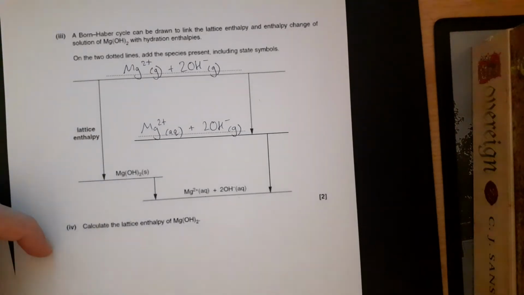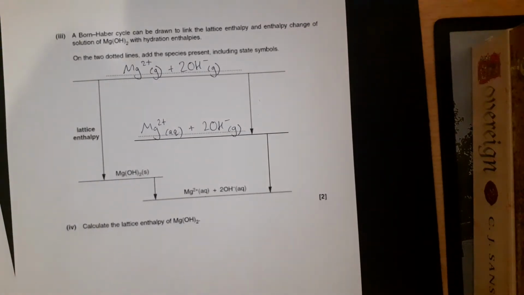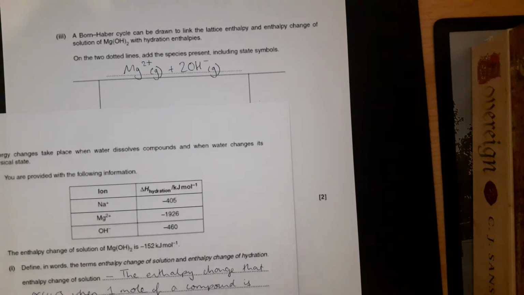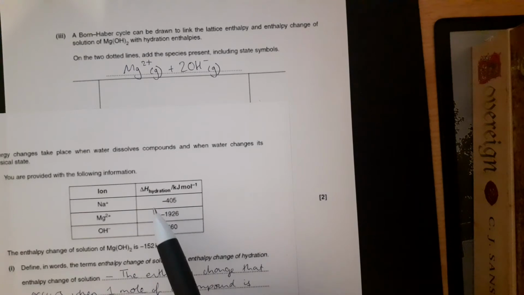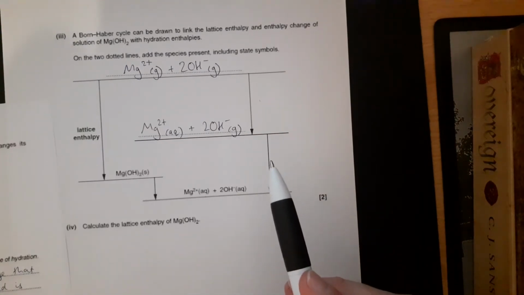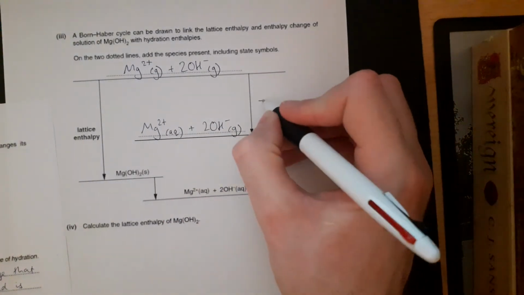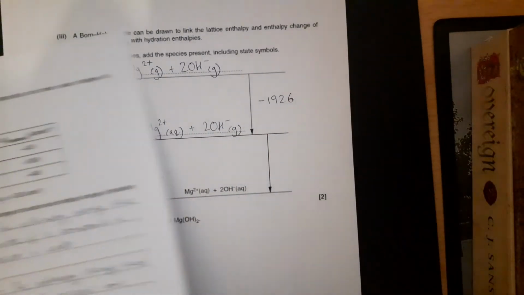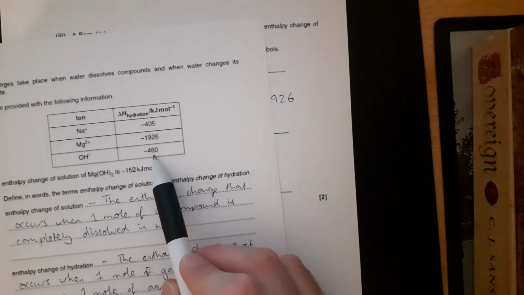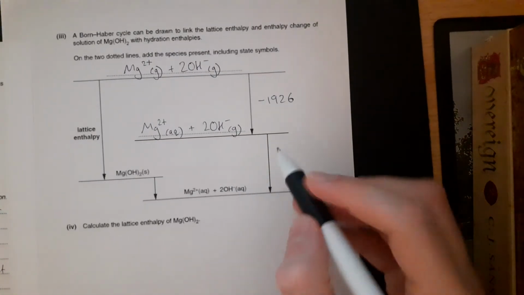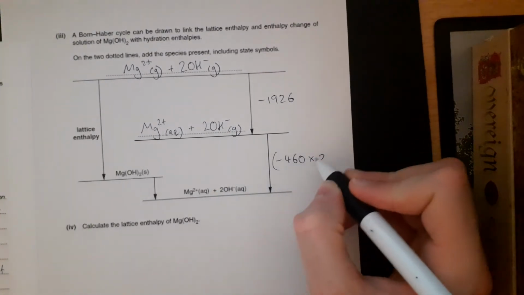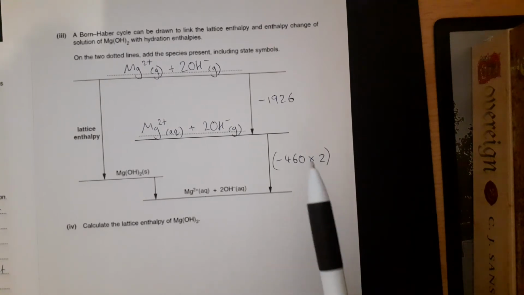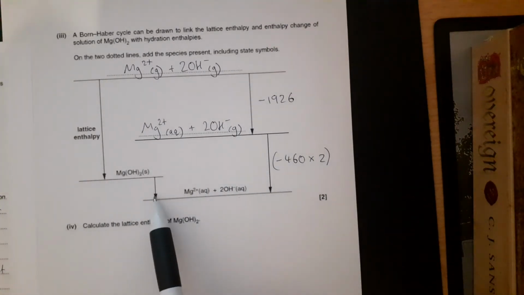Okay, and now we need to calculate lattice enthalpy. So this is the last one of these calculations that we need to do. Let's just get the numbers on here. So what have we got? We know the enthalpy of hydration of sodium, that's not actually relevant in this case. The enthalpy of hydration of magnesium is minus 1926. So that is this process here. The hydration of the hydroxide ion is minus 460. So that's this one. But that needs to be times by 2 because there's 2 hydroxide ions. And then we need the lattice enthalpy. So we're looking for this value.